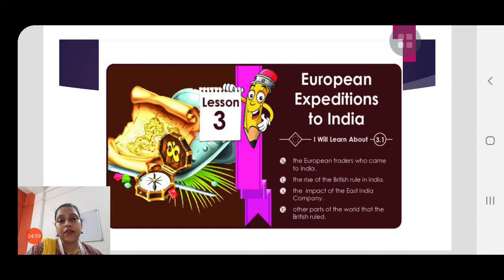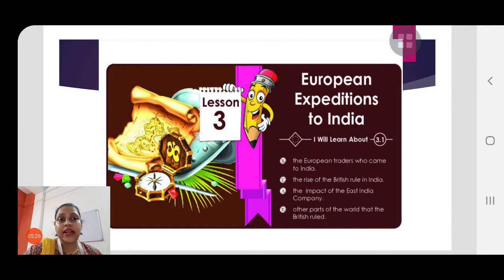Now first of all, the British did not come. At first a trading company came to India. Now the trading company belonged to the British. The trading company's name was East India Company. And they came to India just for trade. But after they started doing trade, slowly in the name of trade, they started to establish their rule.